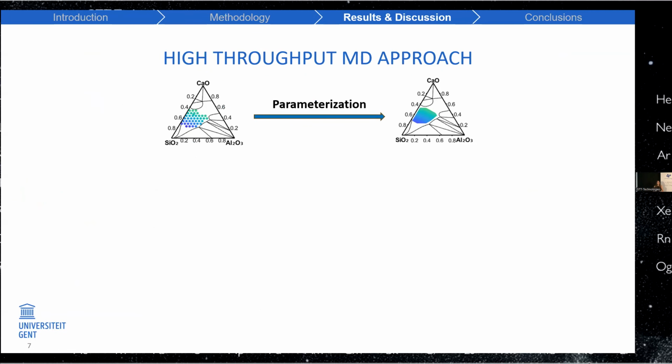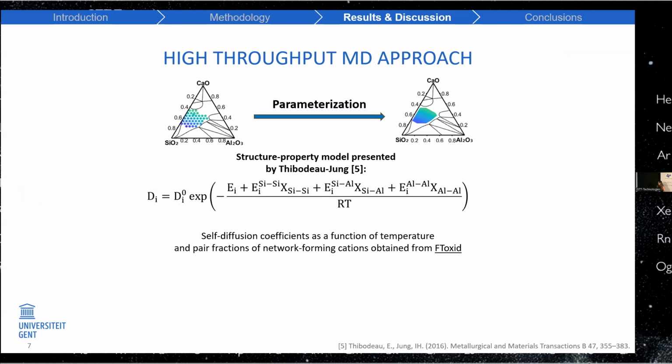So not just doing any fitting, but we looked into the literature and we decided to adopt the structure property model that was previously presented by Thibodeau and Jung. In this model, it adopts an Arrhenius expression, and the activation energy really takes into account the structure of the slag, and it describes the self-diffusivity as a function of temperature and the pair fractions of the network-forming cations in the melt.